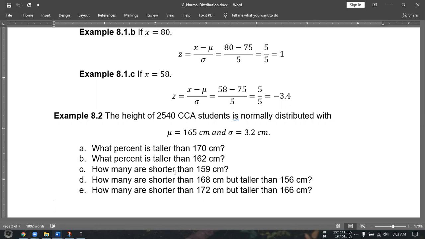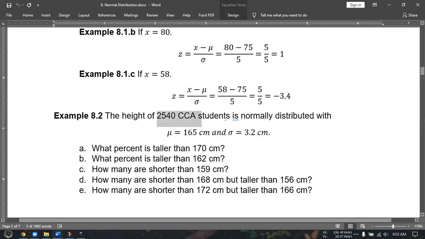How many are shorter than 168 but taller than 156? So meaning in between 156 and 168. Letter E, how many are shorter than 172 and taller than 166? Again, in between 166 and 172. Given just these values, the mean and the standard deviation, and of course the number of students. Right, how?